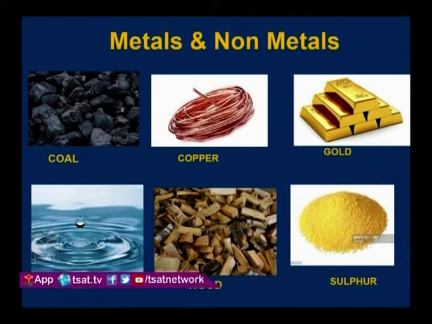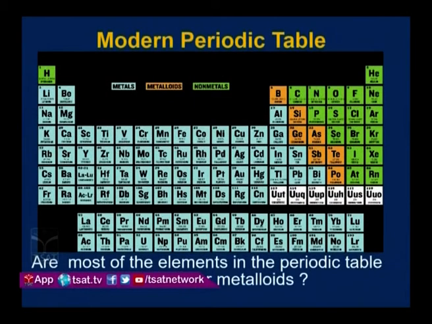So children, here let me show one slide in which you are going to see the periodic table. Children, here blue color elements are metals and green color elements are non-metals. From this you can tell me most of the elements in the periodic table are, yes, metals. Metals are the most of the elements in the periodic table.